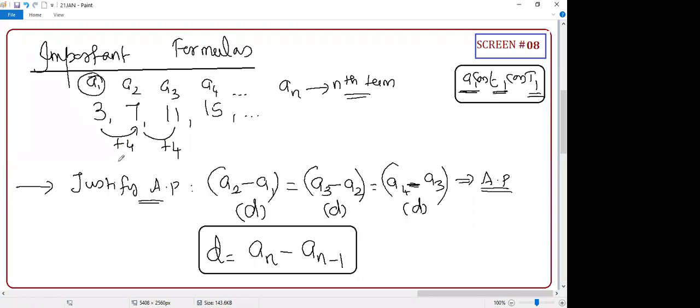Guys, there is a special letter used for the first term. Instead of A1, what letter can you use? A. Excellent. So A1 and A both are the same. Hereafter, if I use A or A1, just know that both are the same, no difference. Please understand.